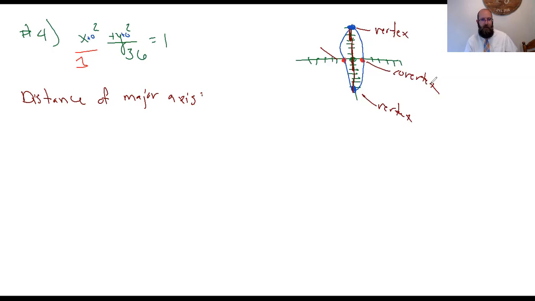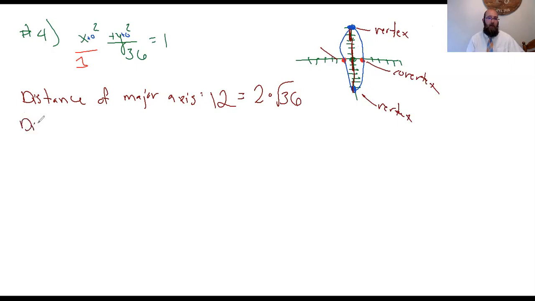So the distance of the major axis, or the distance from vertex to vertex, my longest distance in my ellipse, is blue dot to blue dot in this case. How far is that? You can just straight up count them, right, and get 12. You also know that that is 2 times the square root of my largest denominator.